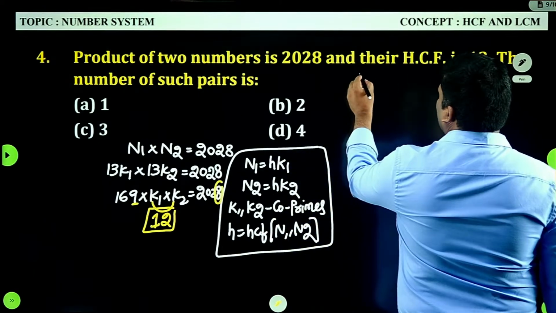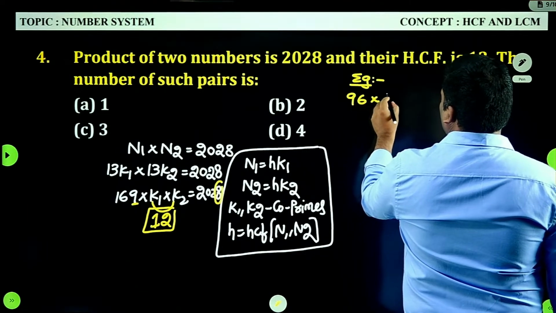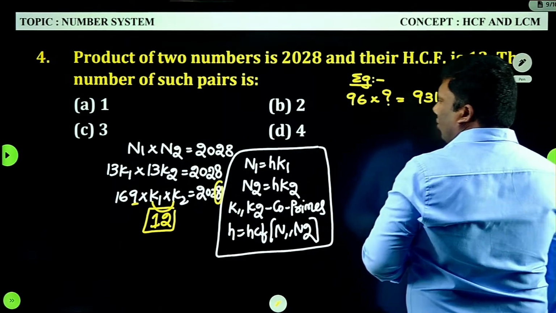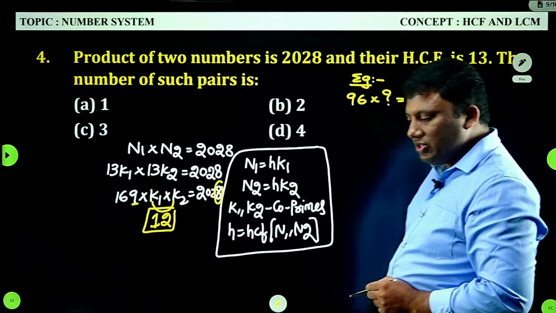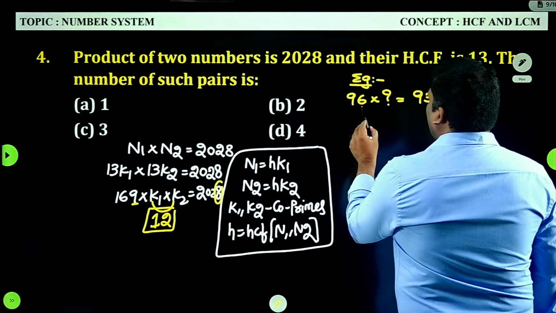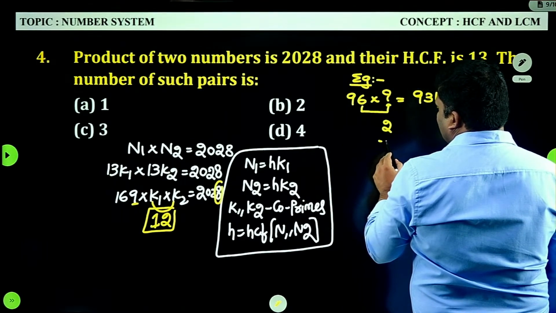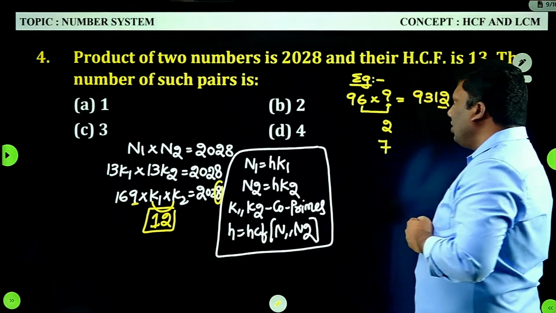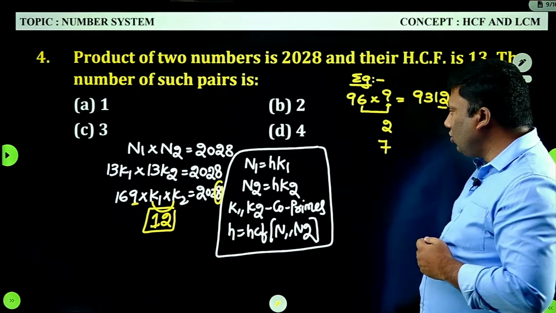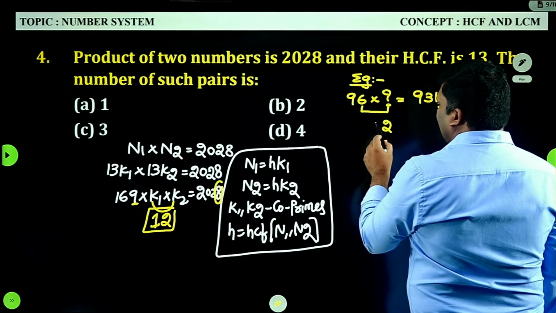See here, sir, a very beautiful way of solving this question. 96 into question mark is 9312. That question mark value we need to find. 6 multiplied by which number gives 2? 6 twos are 12, 6 sevens are 42. Are you all with me? So the answer will end with either 2 or 7. 90 into 90.